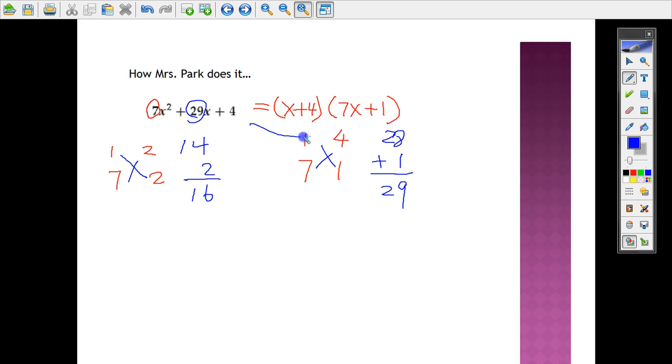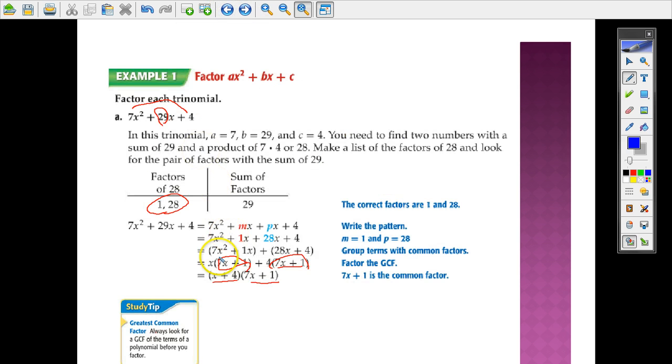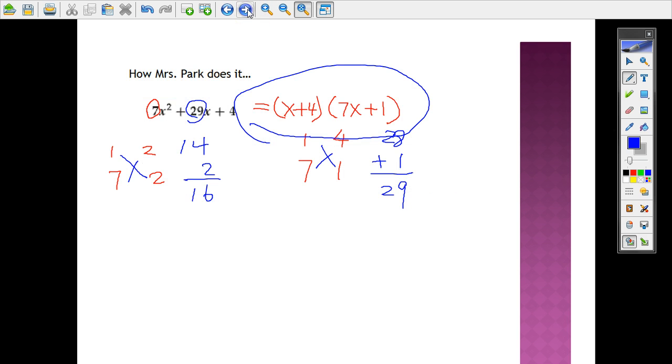You factor it out. Just a different way of doing it. So if you look back here, it's the same answer. x plus 4 is 7x plus 1. But it's just a different way of how I learned how to do it. And whichever you prefer, you can do.